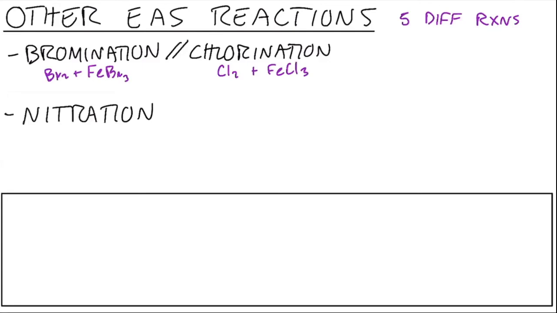The next type of EAS reaction is a nitration reaction. So that takes benzene and puts an NO2 group on it. For nitration, you need nitric acid, or HNO3, and a little bit of sulfuric acid in there to help create our strong electrophile. But the nitro group, or the nitration, is going to come from that nitric acid. So let's look at the first step for that mechanism as far as how we create our strong electrophile.